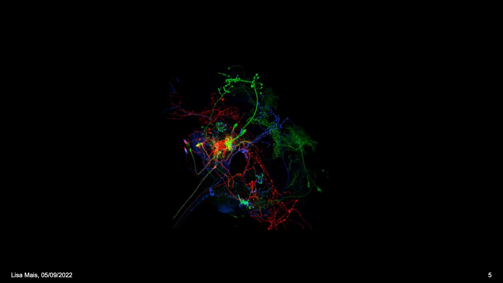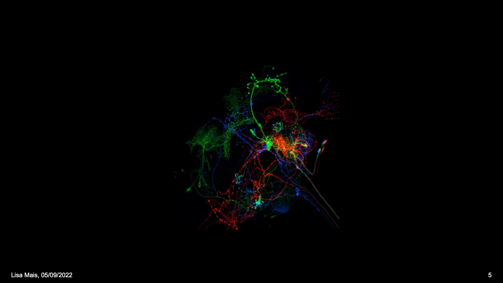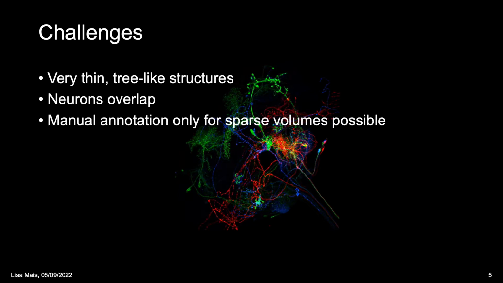Before coming to the segmentation, I want to give you a closer look at the data. Here you can see that the data is in 3D and multicolor, and also the number of neurons varies a lot, so this can be any number between 1 and 50. The data is quite challenging as the neurons are very thin and have complicated shapes, and also they may overlap or run in parallel. Another fact which we need to keep in mind is that manual annotation for this data is only possible for sparse volumes.